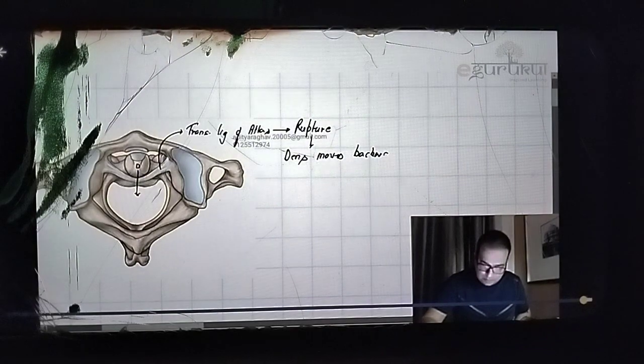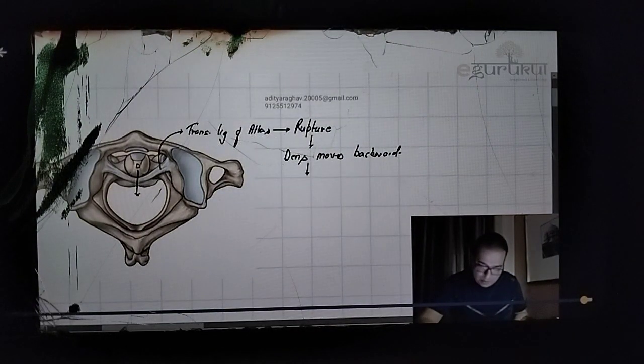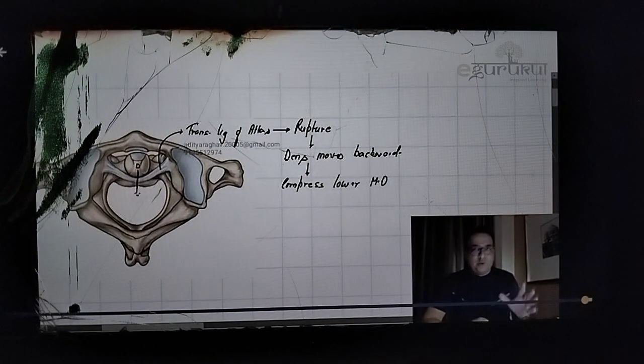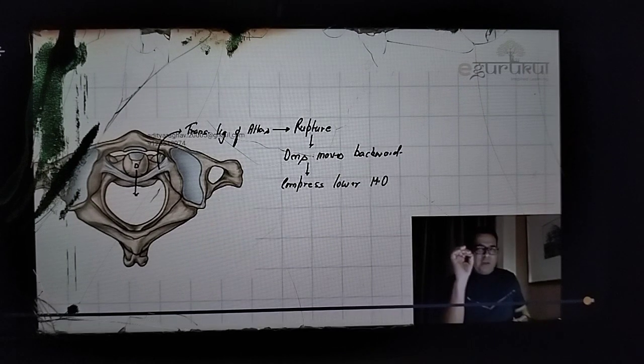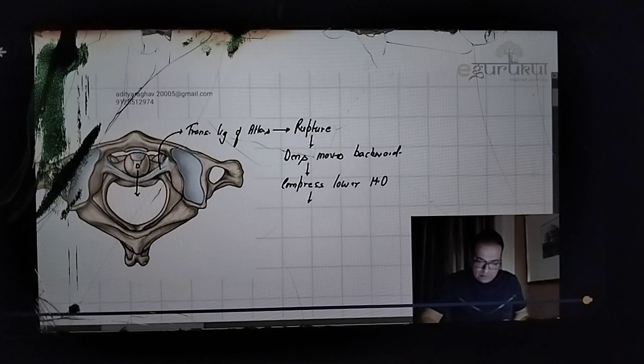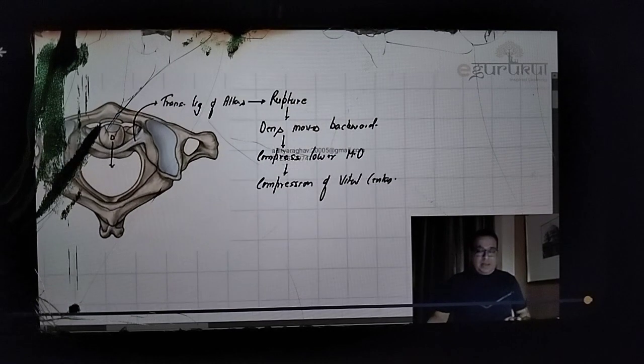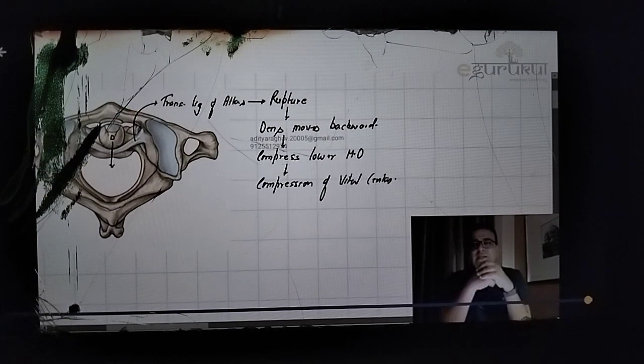The dens moves backward, and if the dens moves backward, it will compress the lower part of the medulla oblongata. The spinal cord is not present this high; the spinal cord starts from the C1 vertebra. The dens is very much in the upper part, so it faces the very lower part of the medulla oblongata, and that lower part has the vital centers. So that indirectly leads to the compression of the vital centers, the respiratory centers and all, and that's how the person dies when given the sentence of hanging till death.